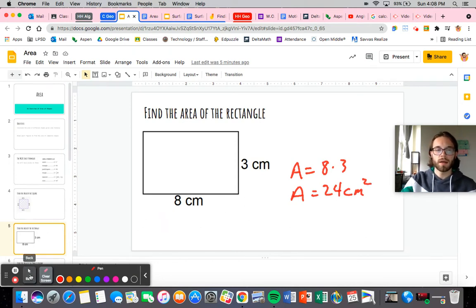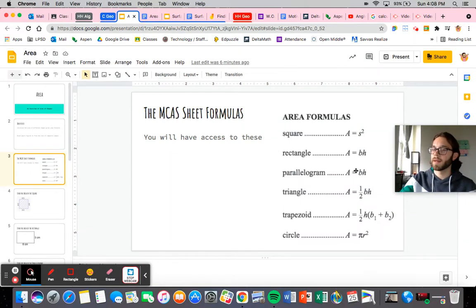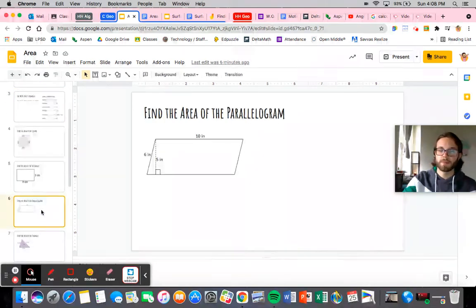All right, now, as you know, a rectangle is a type of parallelogram, so it makes sense that the area of a parallelogram is going to be the same thing of base times height. Realistically speaking, a square, which is also a rectangle, also is base times height. It's just that the two sides are the same. So with a parallelogram, you are again going to do base times height.